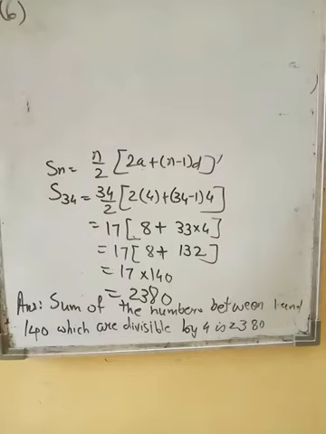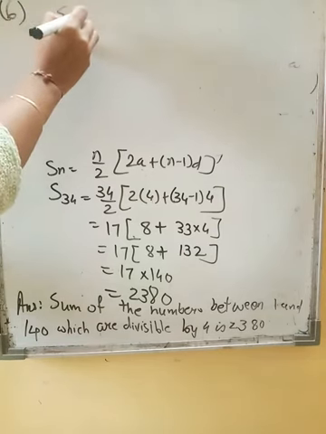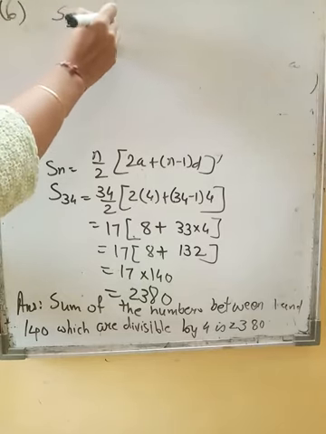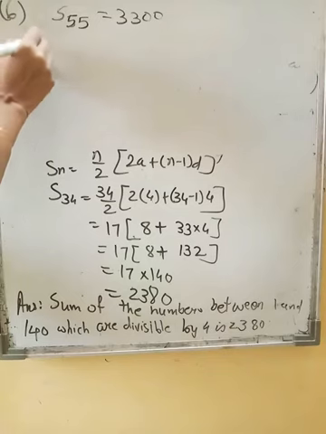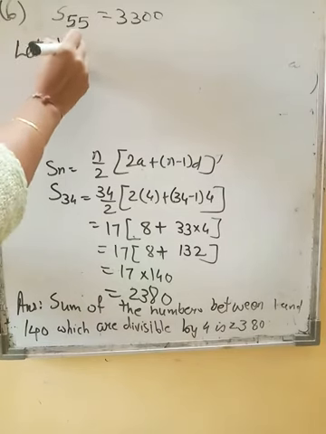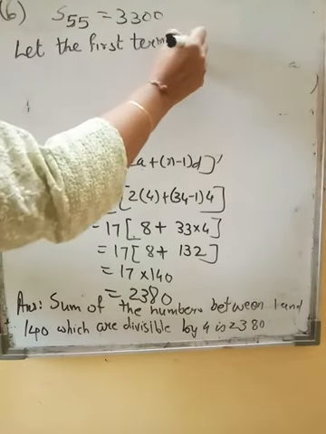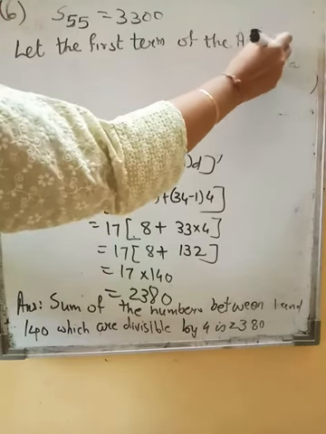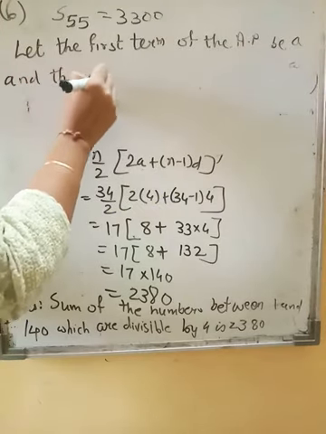Okay, so whatever information is given to us, let us write it down first. What we are given is 55. Sum of 55 terms is 3300. So this is the information, right. So let us write down that statement. Let the first term of the AP be A and the common difference D.